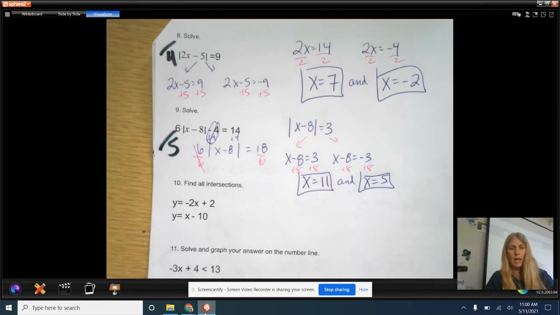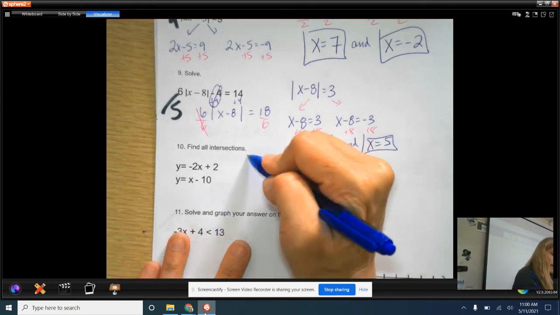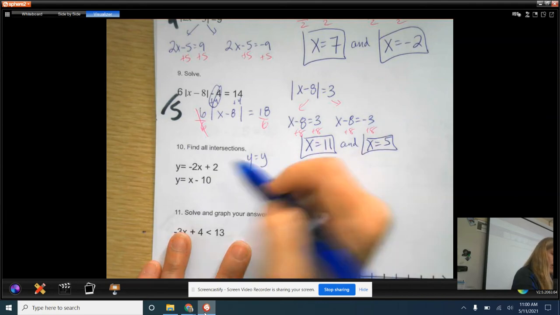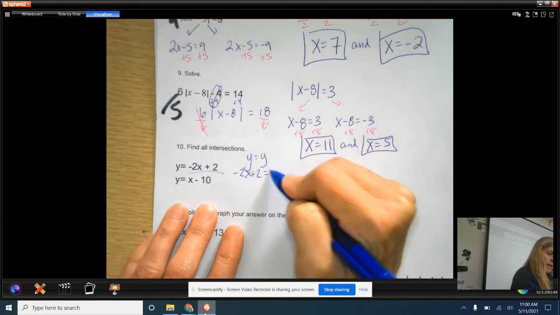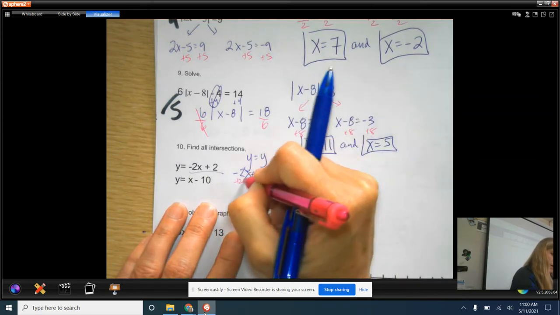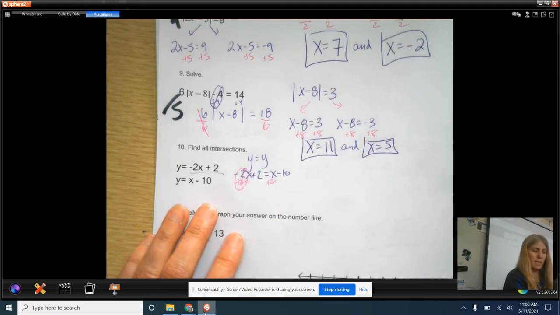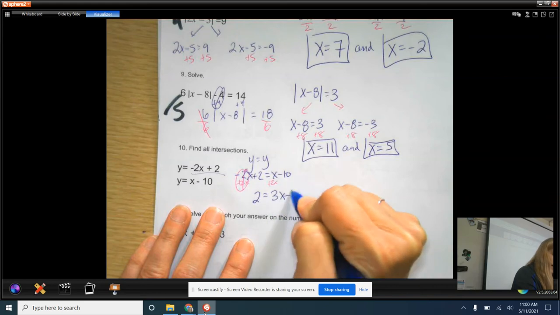Okay. Now we're going to go ahead and see where these two intersect. So we're going to go ahead and set that up as y is equal to y. Our first y is negative 2x plus 2. Our second y is x minus 10. So we're going to go ahead and solve. I'm going to add 2x to both sides. And once again, you could be using a little different technique as long as you're getting those right answers. So 2 is equal to 3x minus 10.